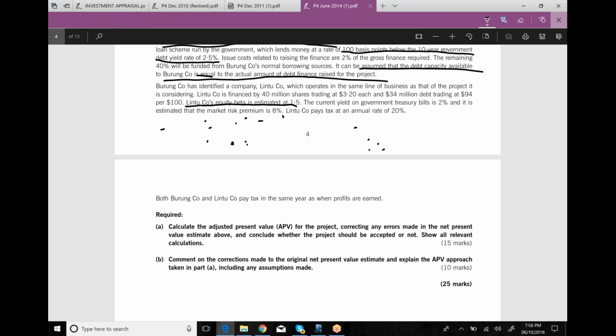Part B. Comment on the correction made to the original net present value estimate and explain the APV approach taken in Part A, including any assumptions made. So you have to comment on the corrections. They have already computed NPV for you. In Part A, you have to correct those errors, and in Part B, you have to comment on the correction made. And you have to explain the APV approach taken in Part A, including any assumptions made. That is for 10 marks.